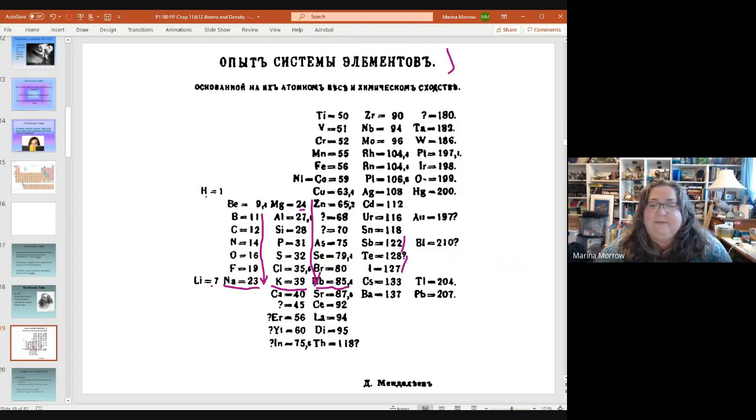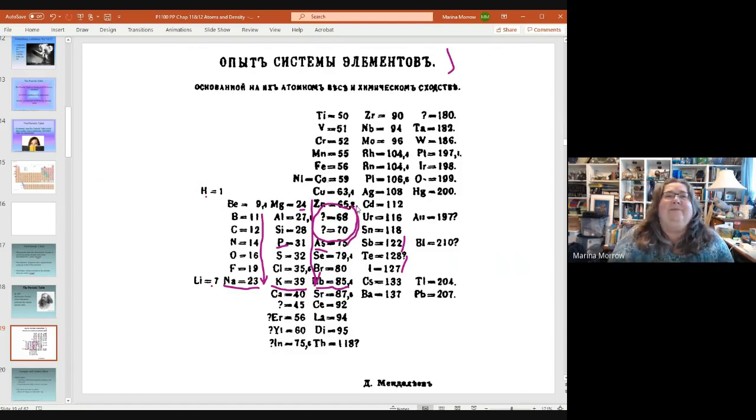But also, because properties were more important, sometimes if he was missing data, he would skip, because he would realize that arsenic here goes underneath phosphorus. Arsenic does not go under aluminum. They're not similar. So he figured out that there were two missing elements. So he put them in as question marks.